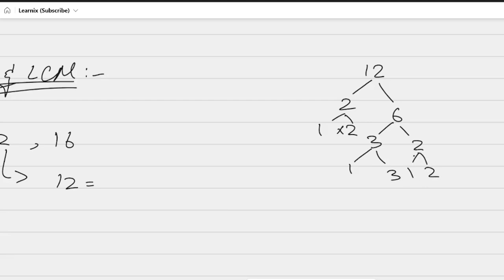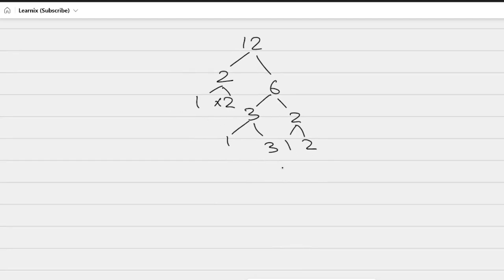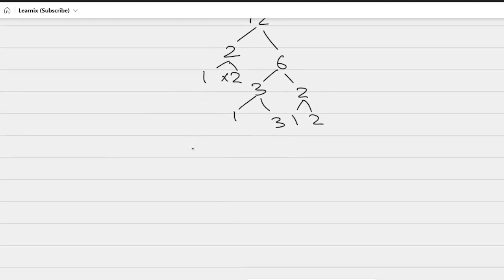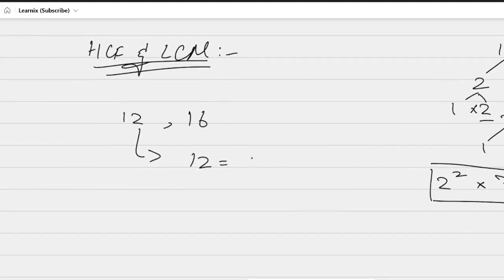Now, write down all of the factors, right? So we would have 2 squared because we have 2 twice over here, and then we have 3. Now if you solve this, you would get 2 squared is 4, 4 times 3, you would get 12. So these are the prime factors for 12. Let's write that down. 2 times 2 times 3.